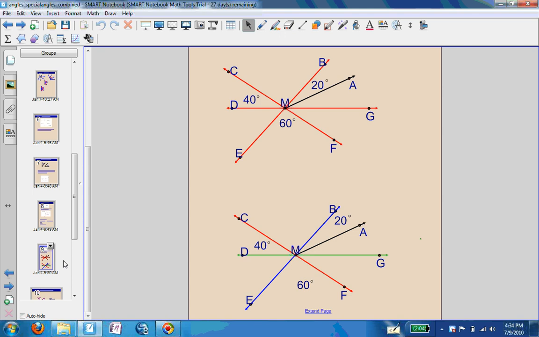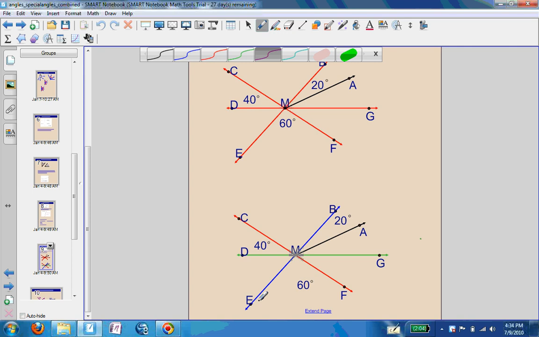angles. Given that angle BMA is 20 degrees, angle FME is 60 degrees, and angle CMD is 40 degrees. So if we look at that, we know with the vertical angles that, and I drew another picture down here to help with the colors.